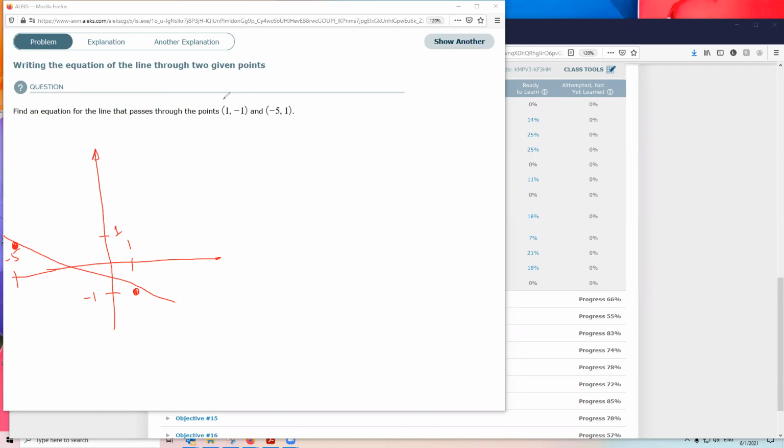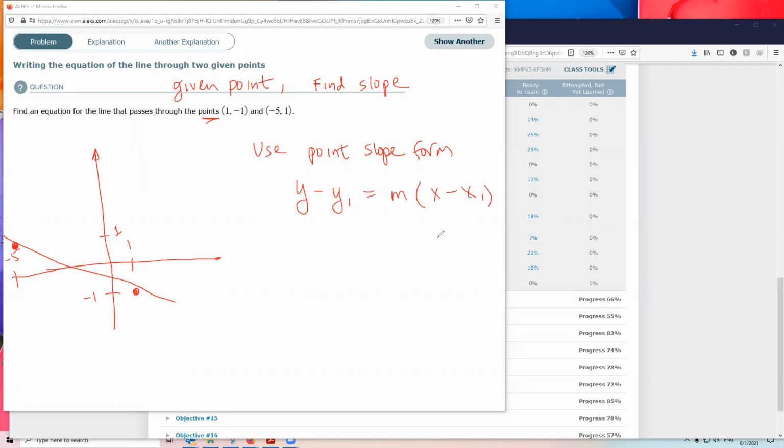Well, I'm noticing they're giving me a point, and I could find the slope myself. Well, if I have a point and the slope, that suggests to me I should use the point-slope form of the line. Well, for that, the format is y minus y1 equals m times x minus x1. All right, well, let's find the slope. We need the slope m.